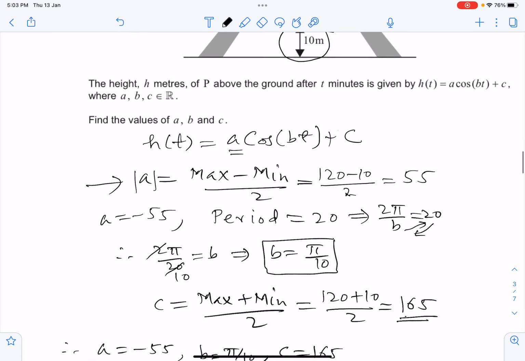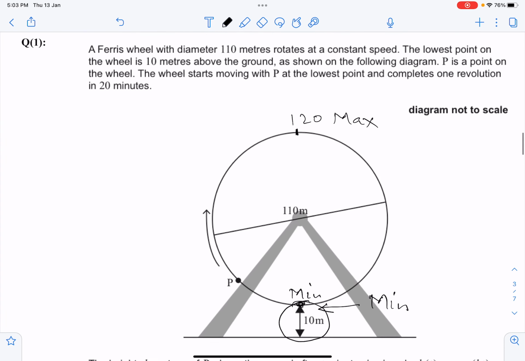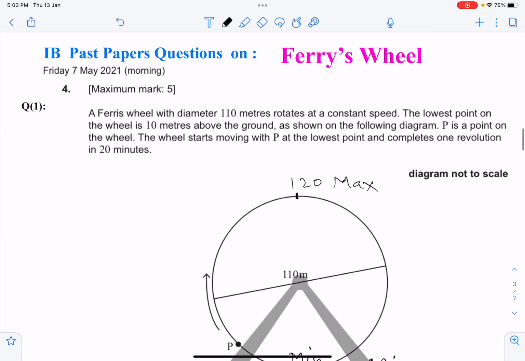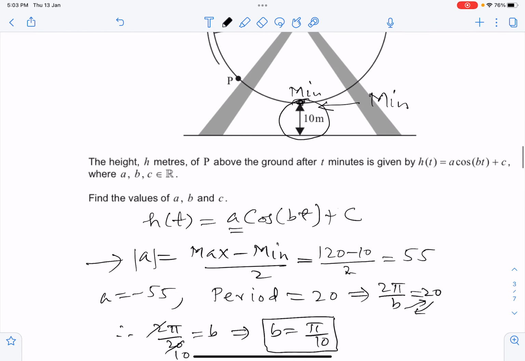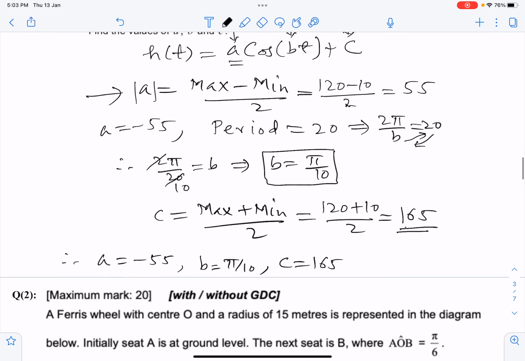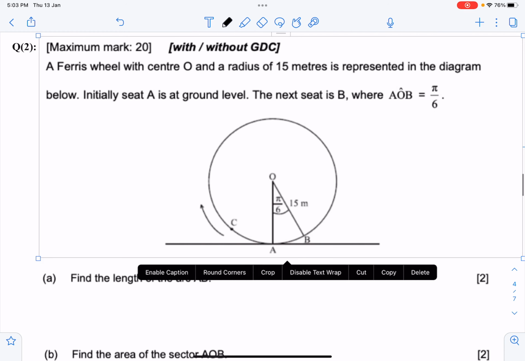Okay. So this is the whole question we have solved, which was for 5 marks. So I hope this is easy. Now onwards, you should be able to find out all these constants. These are the only important constants, a, b, and c. If you know the values of a, b, and c, you can easily solve any problem of Ferris wheel. Okay. Now let us look at next question.